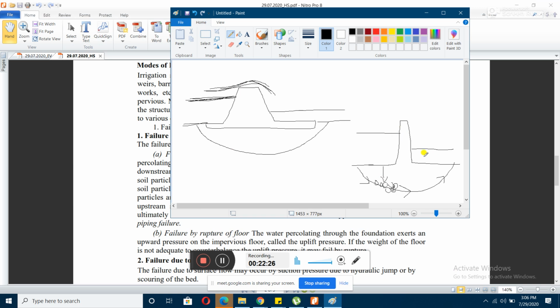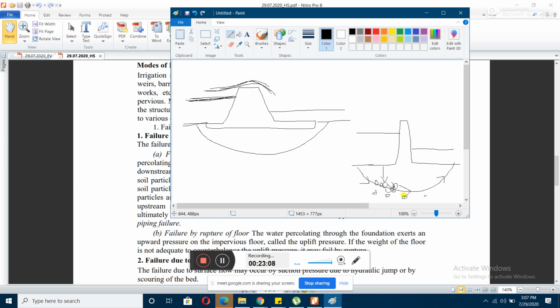Due to this difference of head, there is a force being applied on the particles here. Due to this force, the contact force between these soil particles will tend to reduce, and as a result there is separation between the soil particles. The soil particles get separated due to the application of force from the difference in head, so they tend to fall apart.